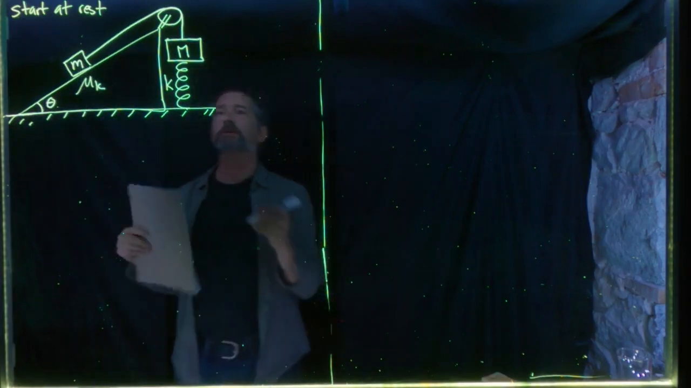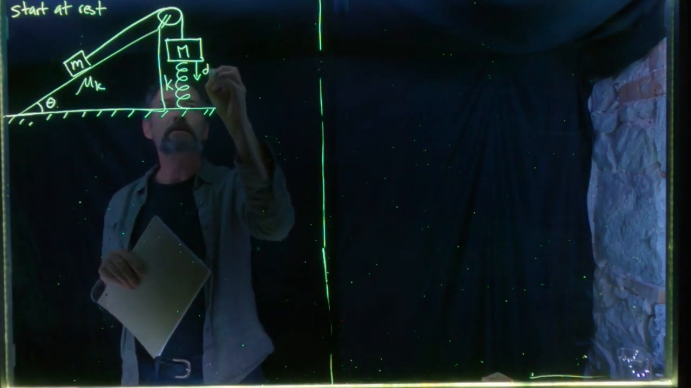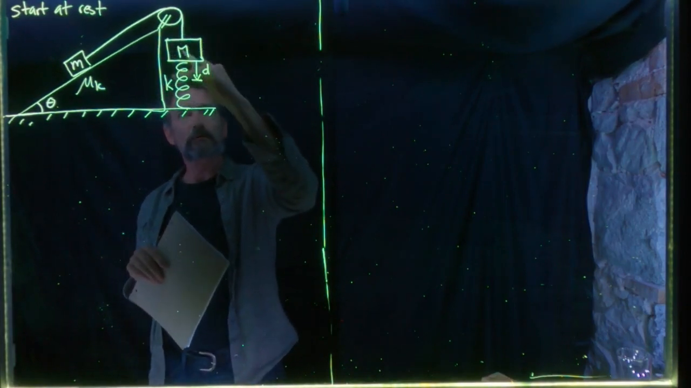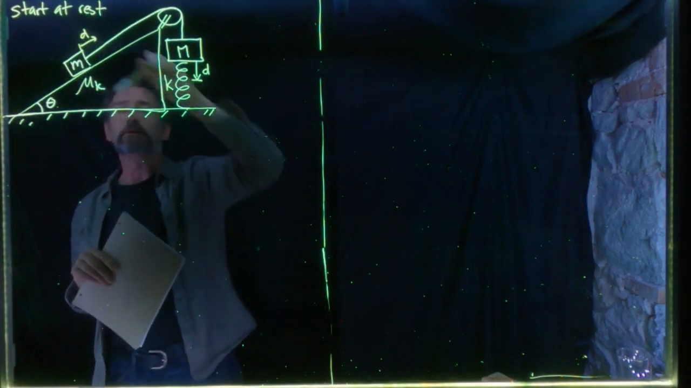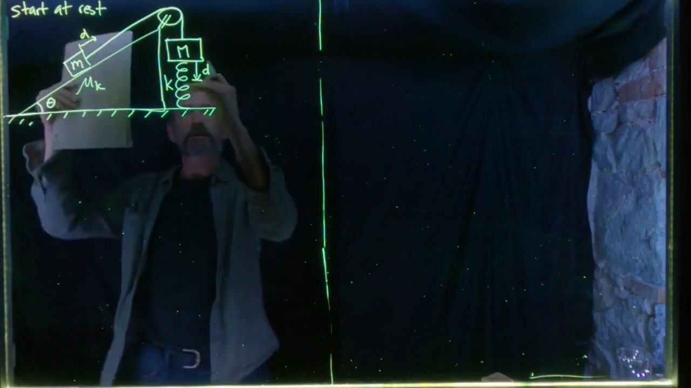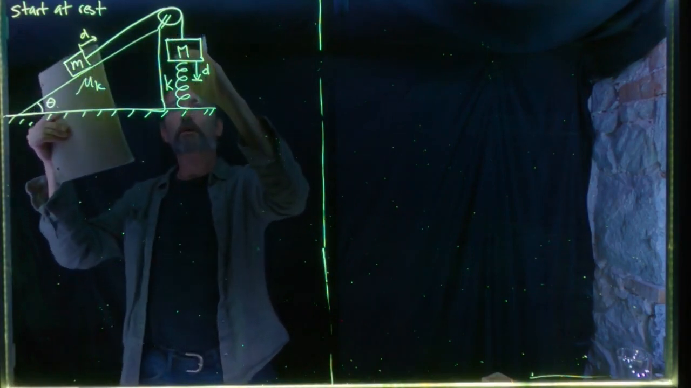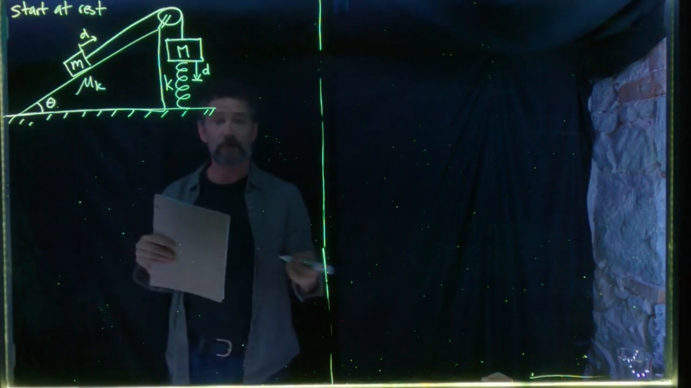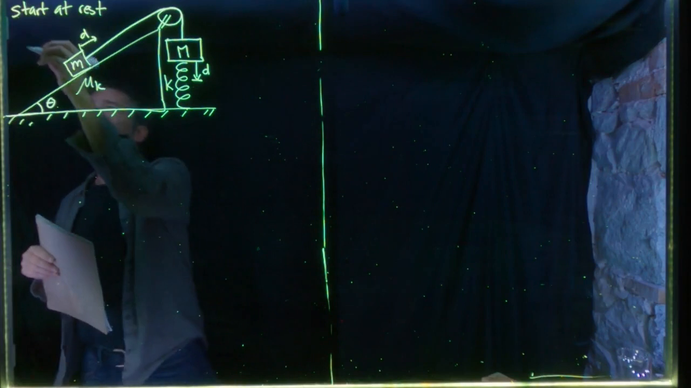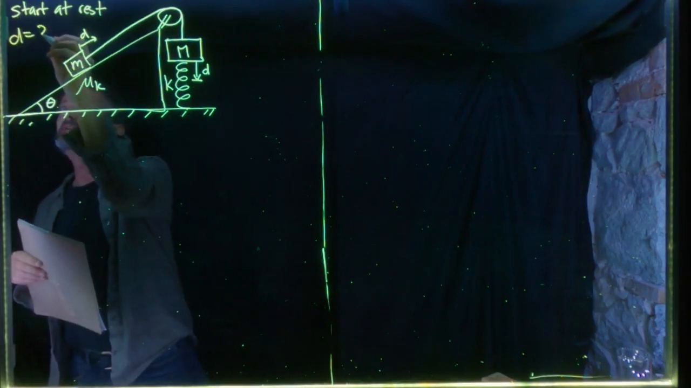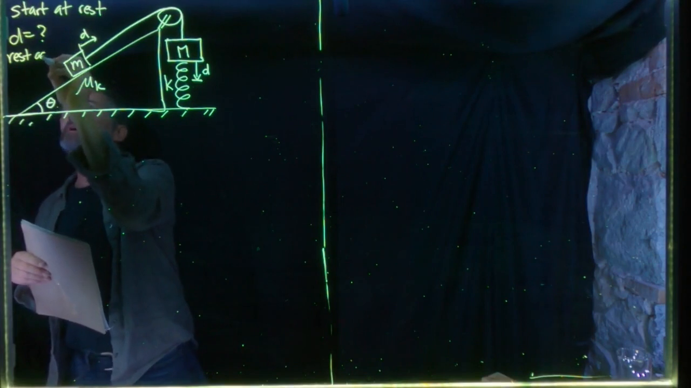So what we're interested in is what distance d does big M need to fall down through, and at the same time little m move up the incline. What distance d such that big M and little m momentarily come to rest for the first time after being initially at rest. Okay, so we're interested in what is d to come to rest again the first time.